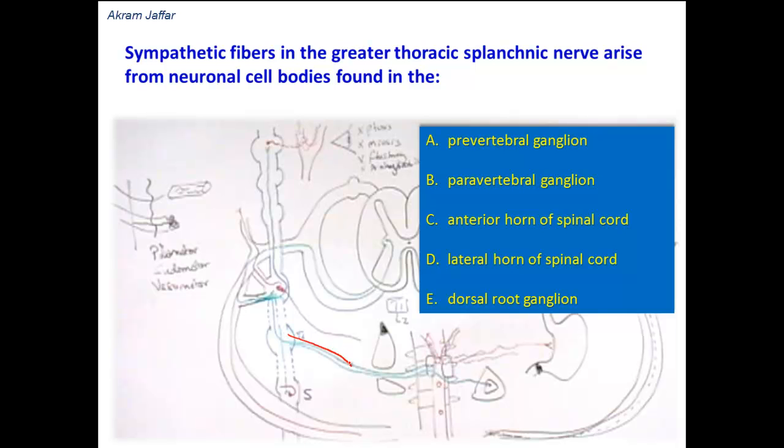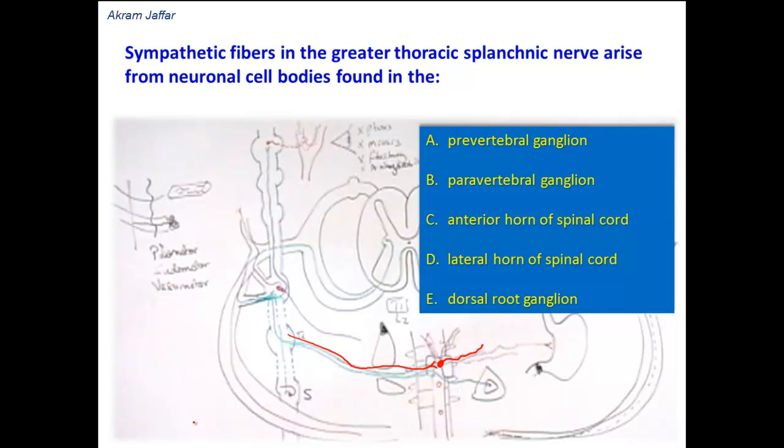On the medial side of the thoracic sympathetic trunk, they leave the sympathetic trunk without relay in its ganglia, and they pass through the diaphragm. They are going to relay in prevertebral ganglia, for example, the celiac ganglion, and the postganglionic fibers are going to be distributed along the blood vessels. So let's see the options here.